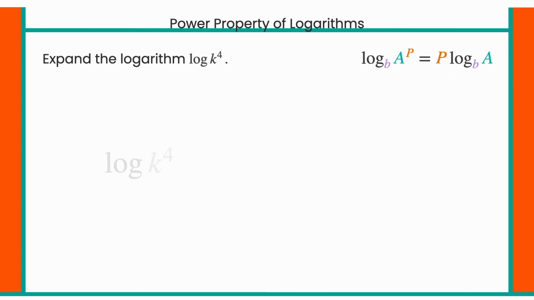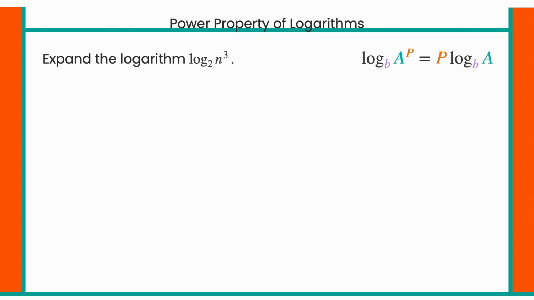We're given log of k to the fourth power and asked to expand it. The argument is k to the fourth power, so when we rewrite it, 4 will be the coefficient of the log of k. Notice how we started with a common logarithm, base 10, and our final answer was also a common logarithm. Let's try another.